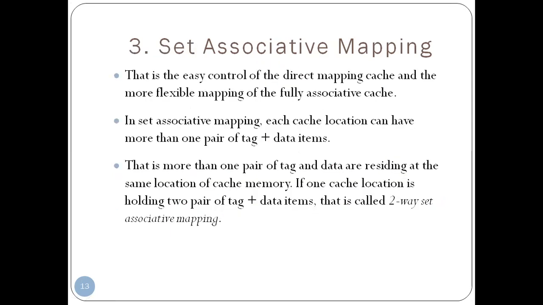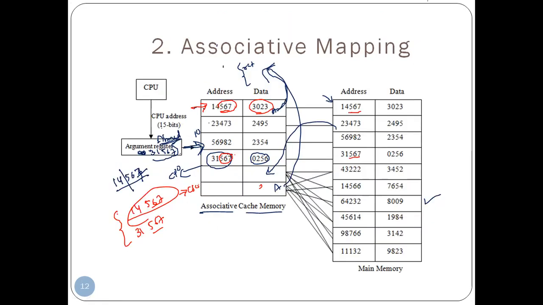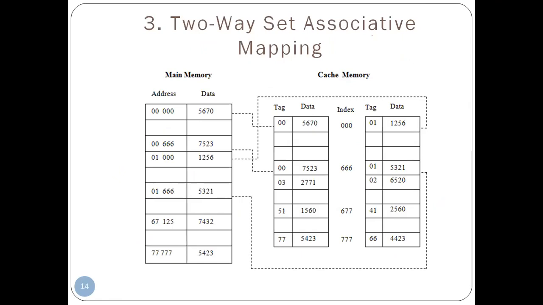So there is also a drawback. Suppose there are two tag values; here I have to search and here also I have to search, so two times I am searching. In order to overcome this drawback, we have gone for set associative mapping. Set associative mapping in the sense, here 000 is the index. 000 is the common index value. So 000 is here, and it is here. The tag values are different: tag value 00 and tag value 01.